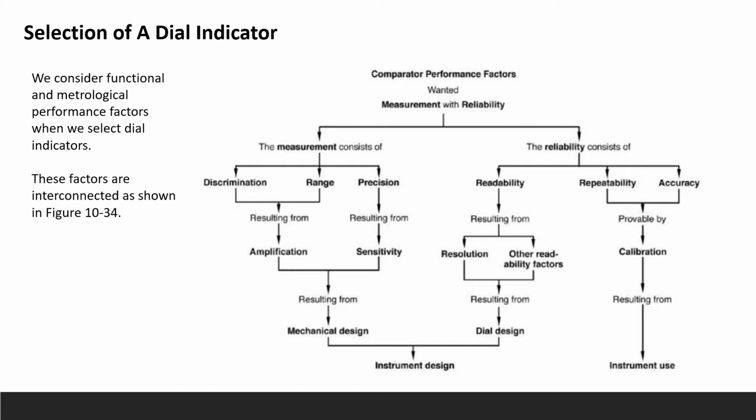I think I misread that. Yeah, so for reliability, we have readability, repeatability, and accuracy. So for readability, we're going to go resolution or other readable factors. And then go down based on your design again, and then your instrument design. If you want repeatability or accuracy, proved by calibration, it's going to go all the way down to instrument use. So that's how we flow when we want to select the dial indicator.